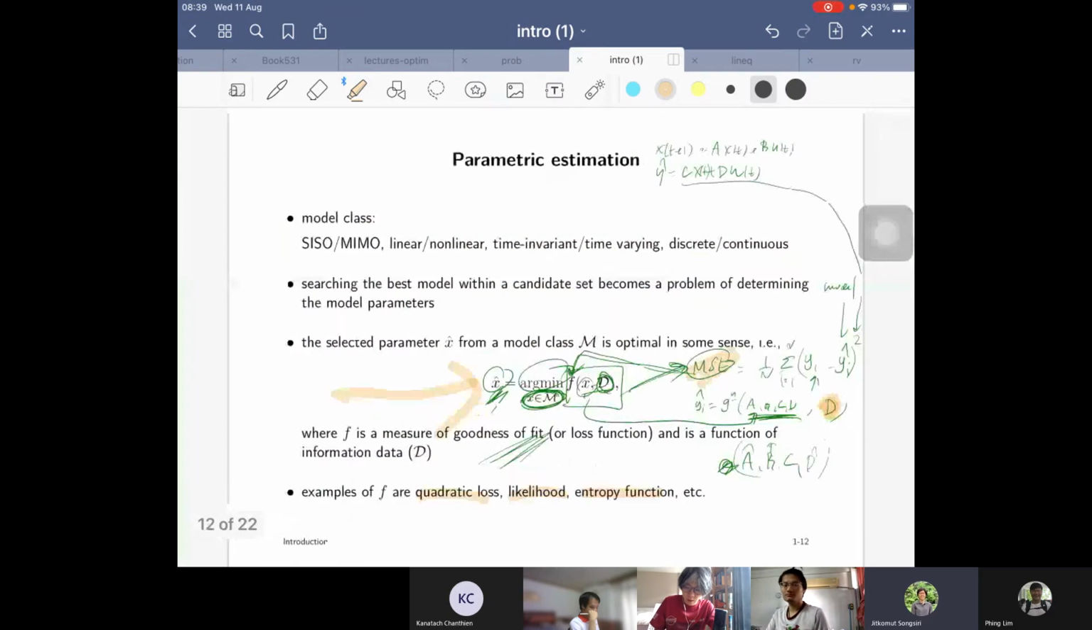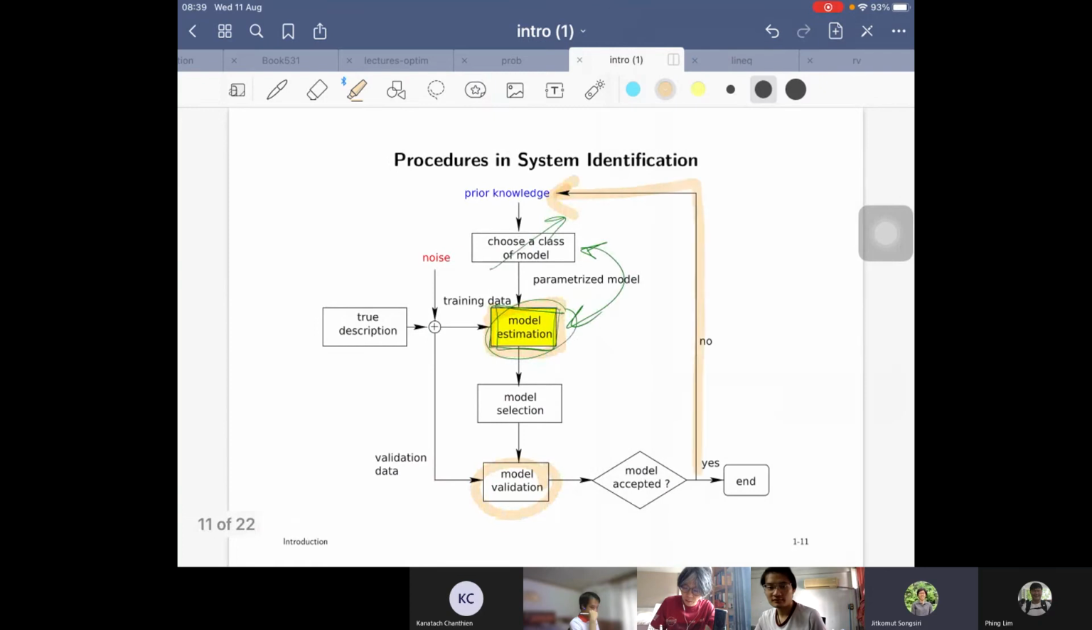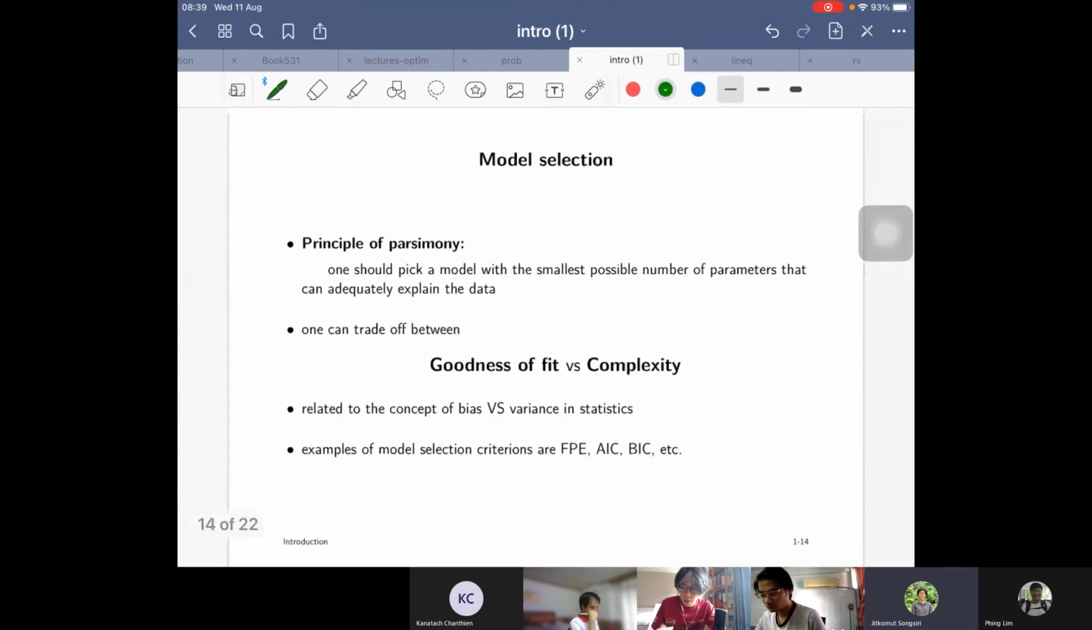Now, let me go back to the scheme here. What about the model selection process? The model selection process is to not only look at the goodness of fit of the model, which is called model quality, but also pay attention to the model complexity. And we will talk about the trade-off of these two.